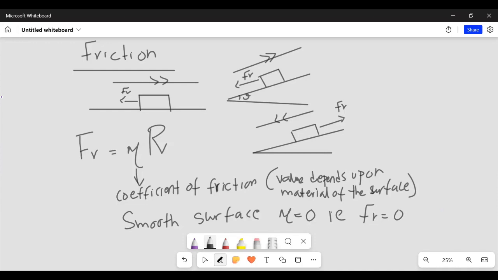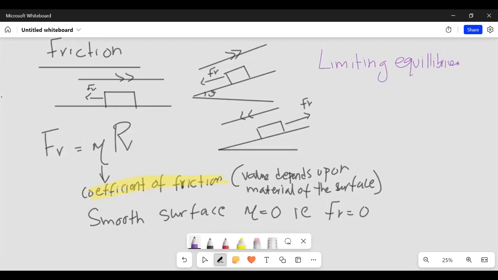So whenever coefficient of friction is mentioned in the question, तो जो आप फिगर में फ्रिक्शन बनाओगे ना, उसकी जगह आप लिखोगे μR. So every time coefficient of friction is mentioned, or limiting equilibrium is mentioned, then instead of friction, you'll use μR.